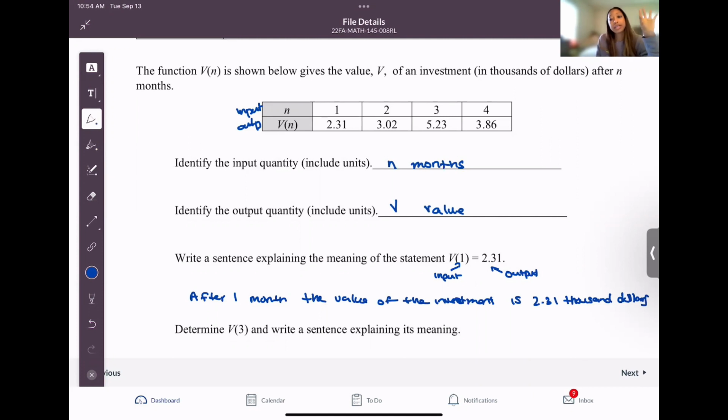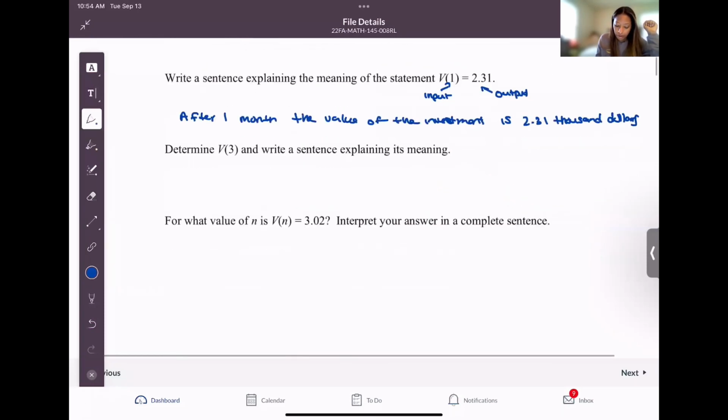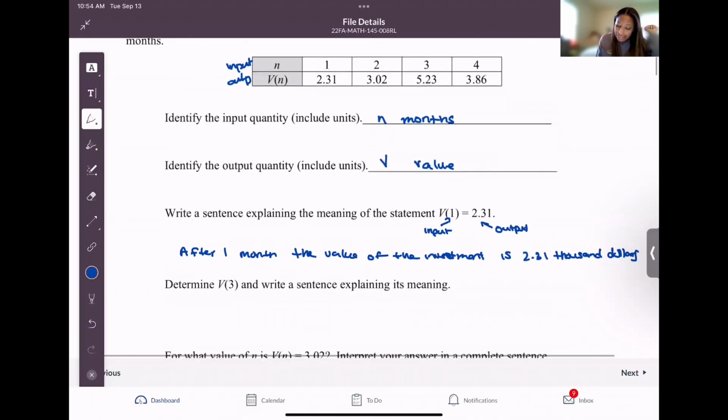The input tells us the number of months, the output tells us the dollar amount in thousands. So you just want to write those two in a sentence, a complete sentence, when you're asked to write the meaning. All right, two more parts here. Determine V of 3. Is it in the table? Yeah, it's in the table for us. So when the input is 3, what is the output? From the table, we can see that V of 3 equals 5.23.